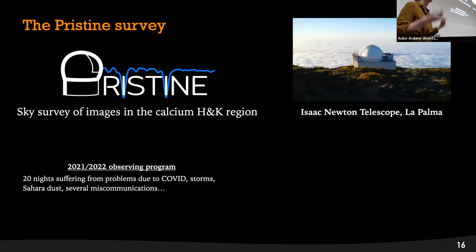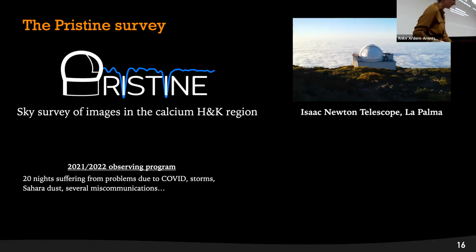Then there were storms where the telescope couldn't be opened. It was too dangerous. There was dust from the Sahara. You have wind coming from the Sahara to the islands, and then you cannot open the telescope because dust can damage the instrument and the mirror. Several miscommunications between people. That is what happens. You say you want one thing, you get another thing.